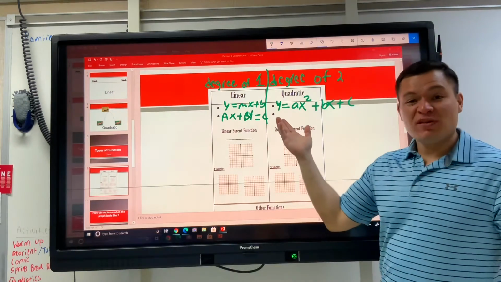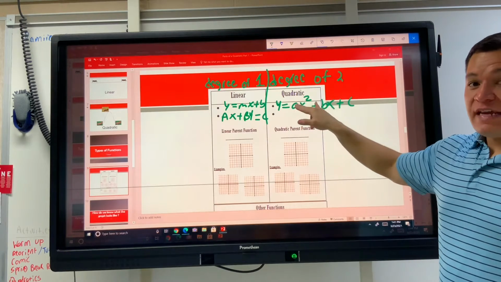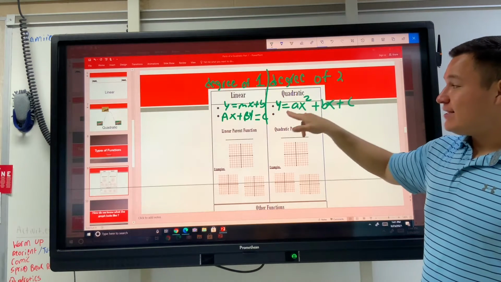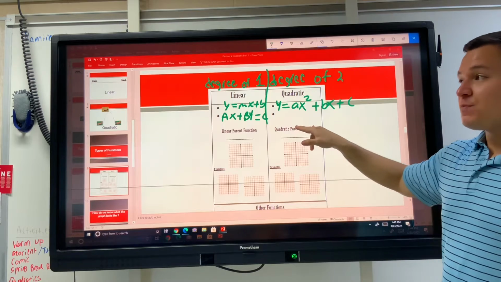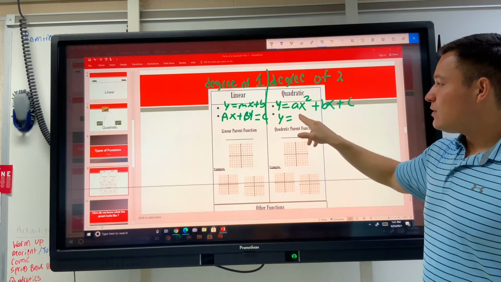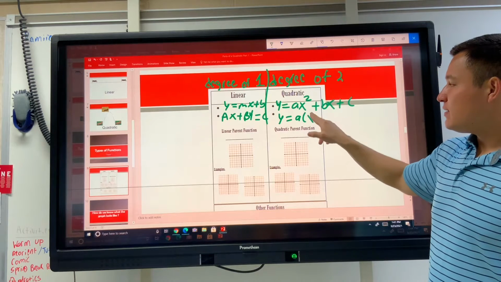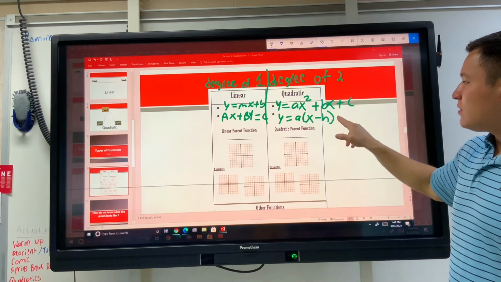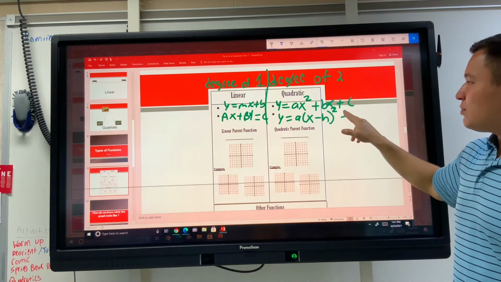All right, we got one more bullet point here. So this is actually the standard form of a quadratic equation. So that means that the second one is not going to be the standard form. It's going to be called the vertex form. Y equals a times x minus h, squared, plus k.